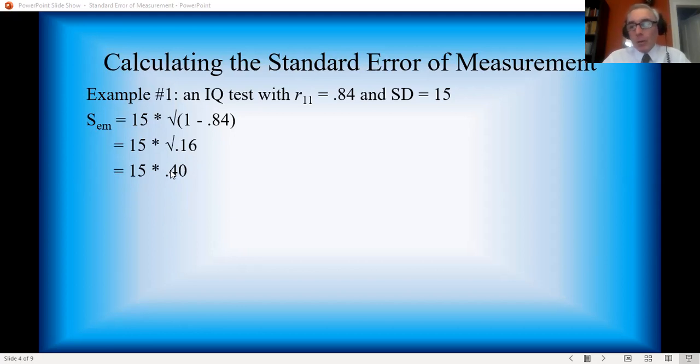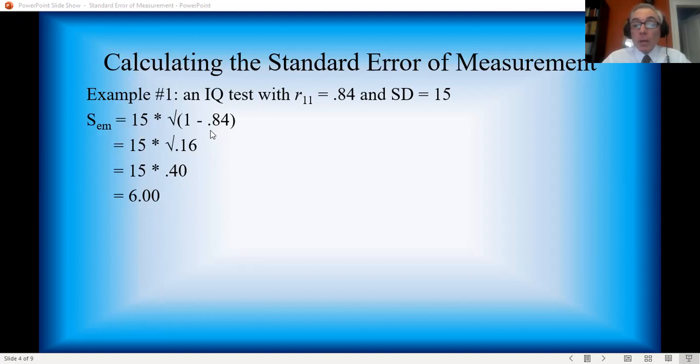Yeah, I picked an example where it would be a whole number, so it would be kind of obvious to look at. In practice, it usually won't be. You'll want your handy dandy calculator to get the square roots. So 15 times 0.4 gives us 6. Right? 15 times 4 would be 60, but we have to account for the decimal to the right, so it becomes 6.